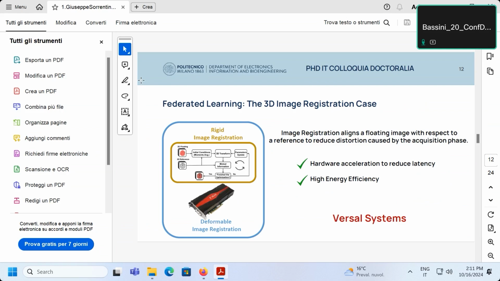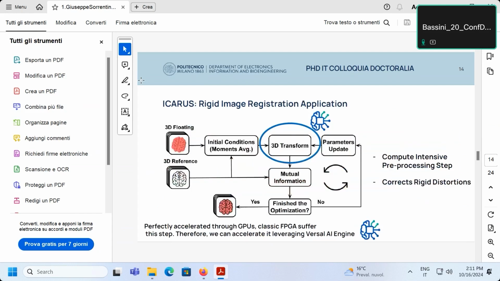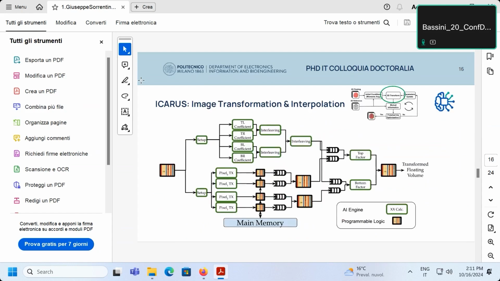But using these devices is not so trivial. There are several challenges, mainly related to the integration between AI engines and programmable logic, FPGAs, which are very different from an architectural perspective. For this research, I essentially partitioned the rigid registration step across the layers, accelerating the transformation on the AI engine and the mutual information on programmable logic, but also using programmable logic, for example, for the acceleration of the transformation, to fit all constraints related to the AI engine part.